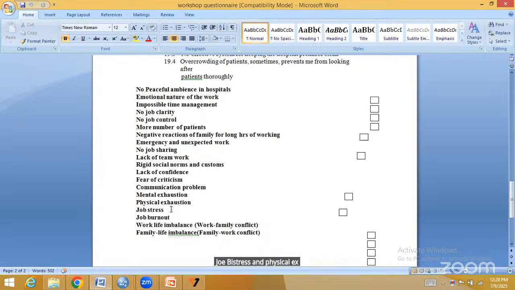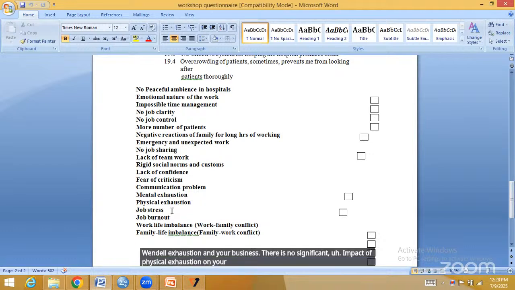Two hypotheses: job stress and mental exhaustion. There is no significant impact of mental exhaustion on job stress. There is no significant impact of physical exhaustion on job stress. These two are my hypotheses. So how to test this?